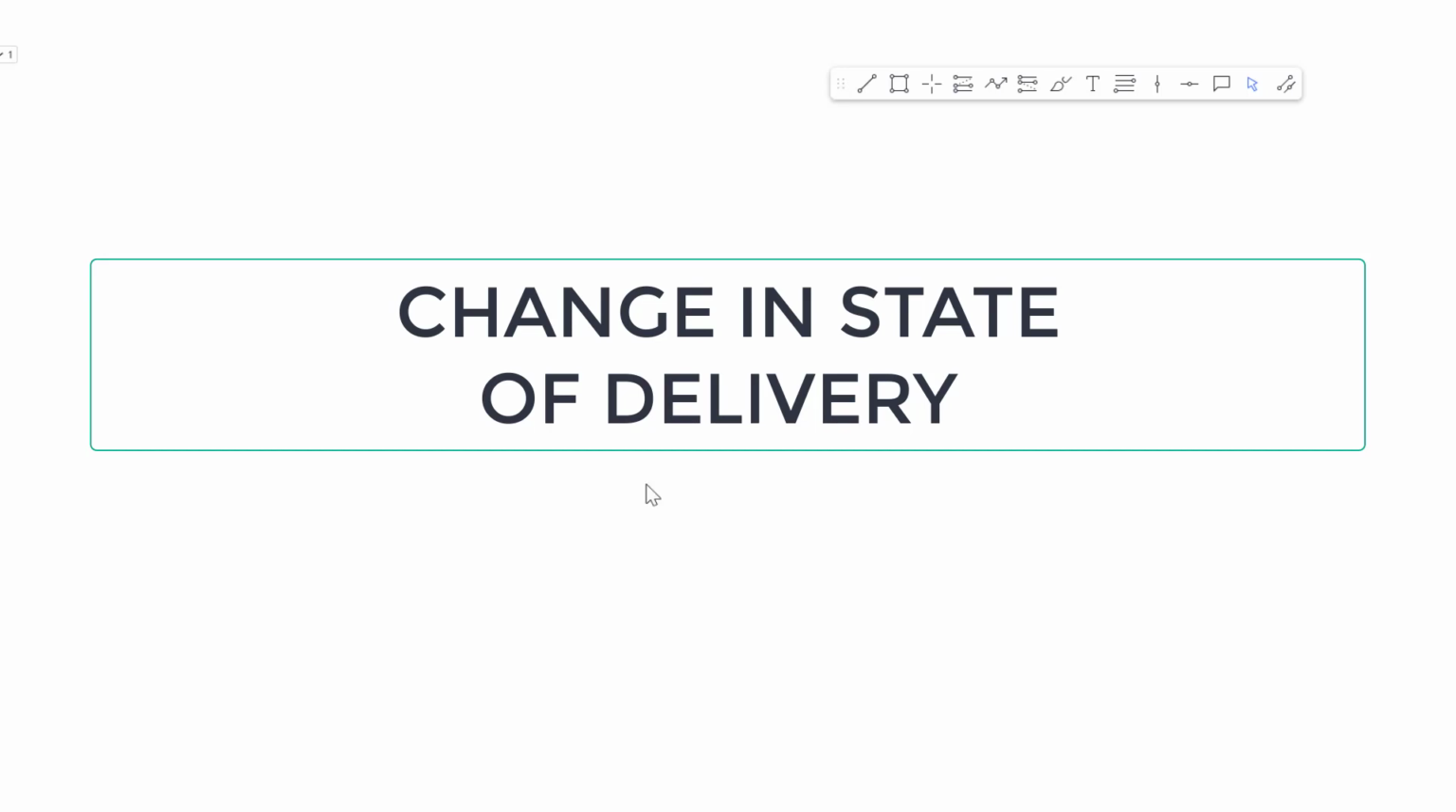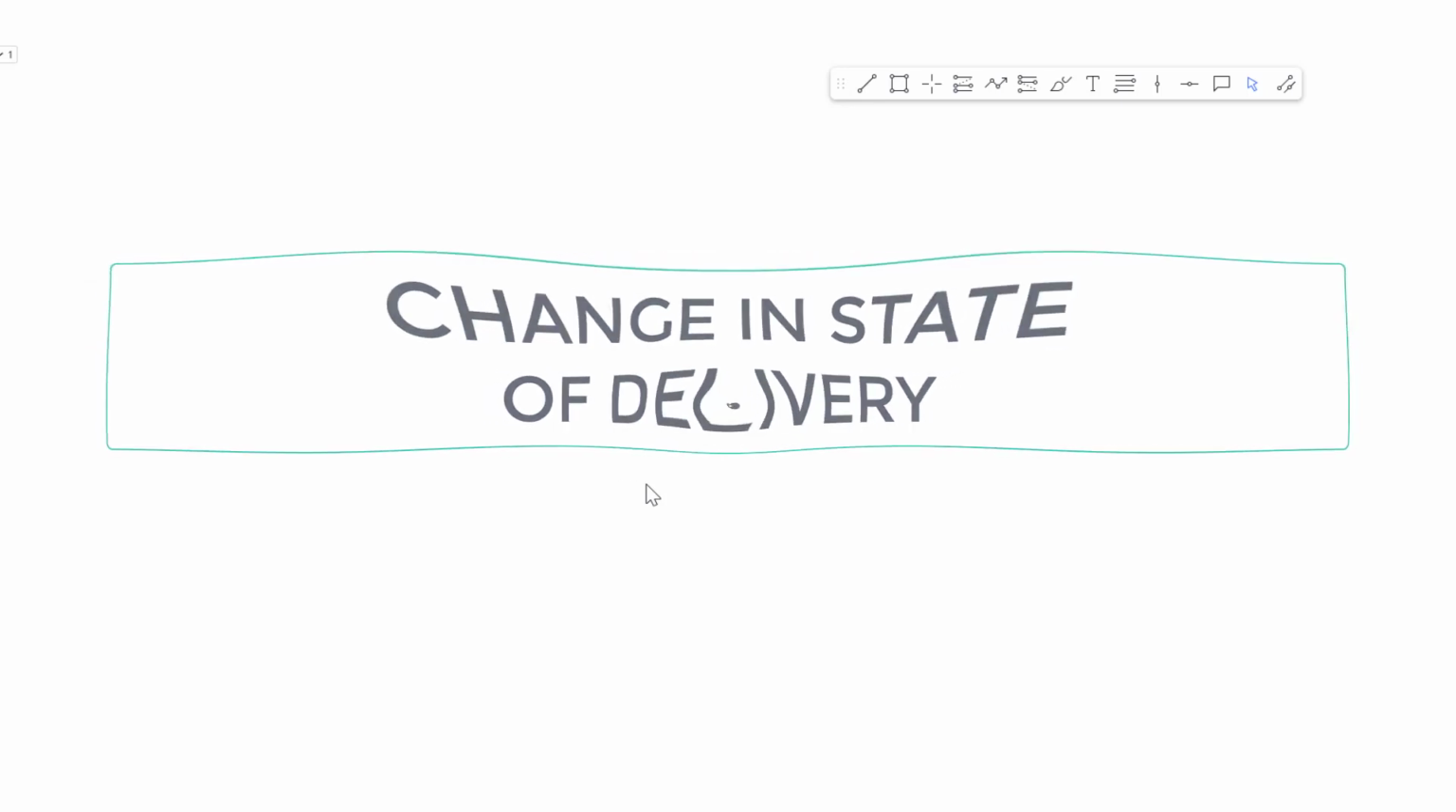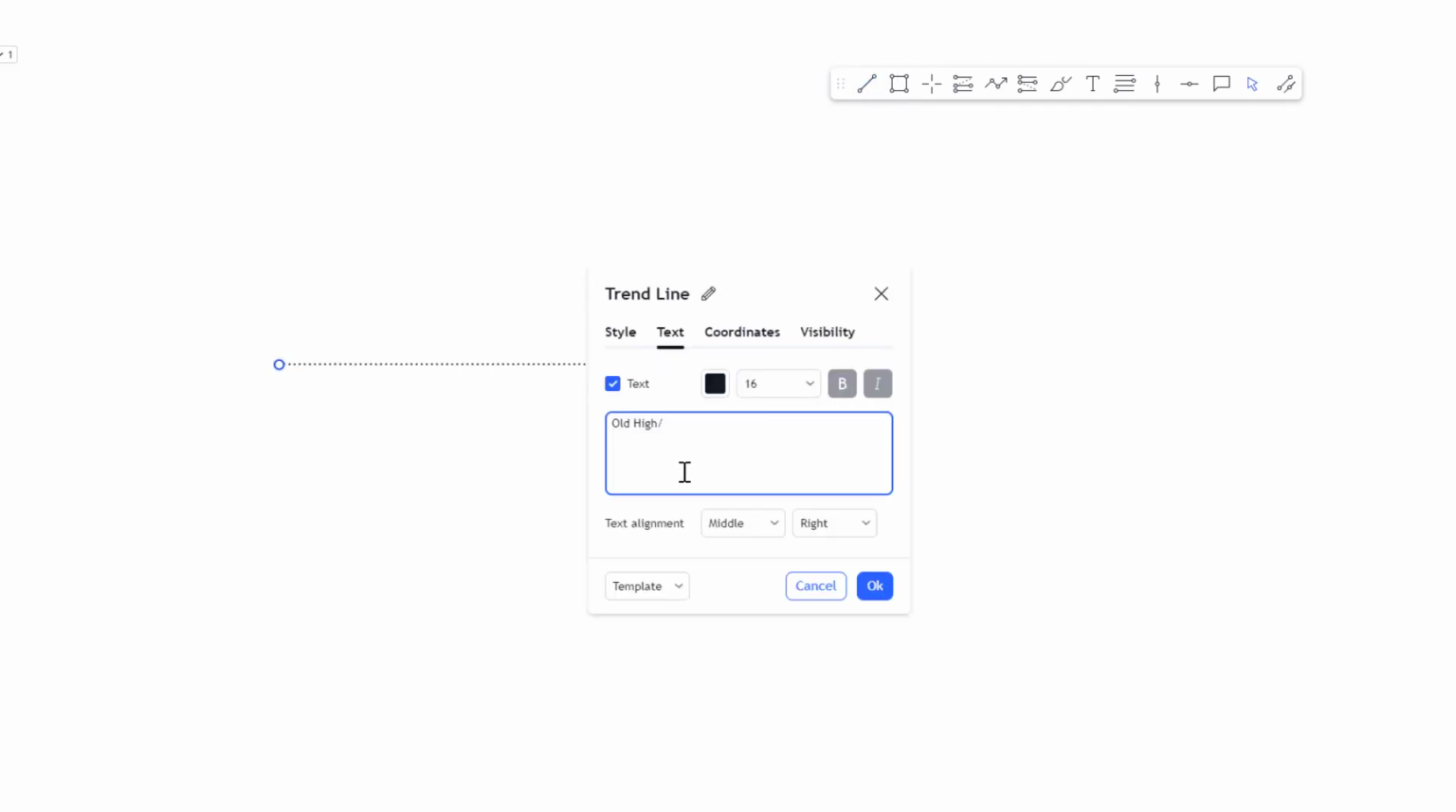What you need to note is that there is always change of delivery in price, but the best way to identify change in state of delivery, if you want to take a trade, is from key levels. Firstly, it could be an old high or an old low. So what does that look like? Let's assume that what we have here is an old high. It's your equal highs or your equal lows, and you can actually look for this at the Asian range.